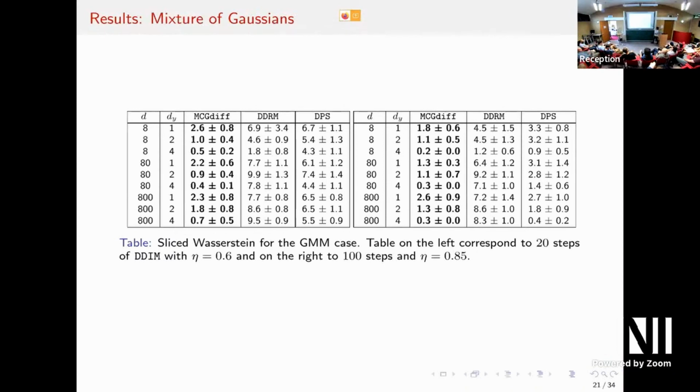When you have more steps of the DEM, then DPS becomes quite competitive. It's still worse than us, but there's a lot of overlap of the confidence intervals. But we're still better in more ill-posed problems. The ill-posed case is when the dimension of the observation, dy, is way smaller than the dimension of the space. This is the first step for us. We are working on whether we can use something more related to DPS as our guiding function, combining the two.